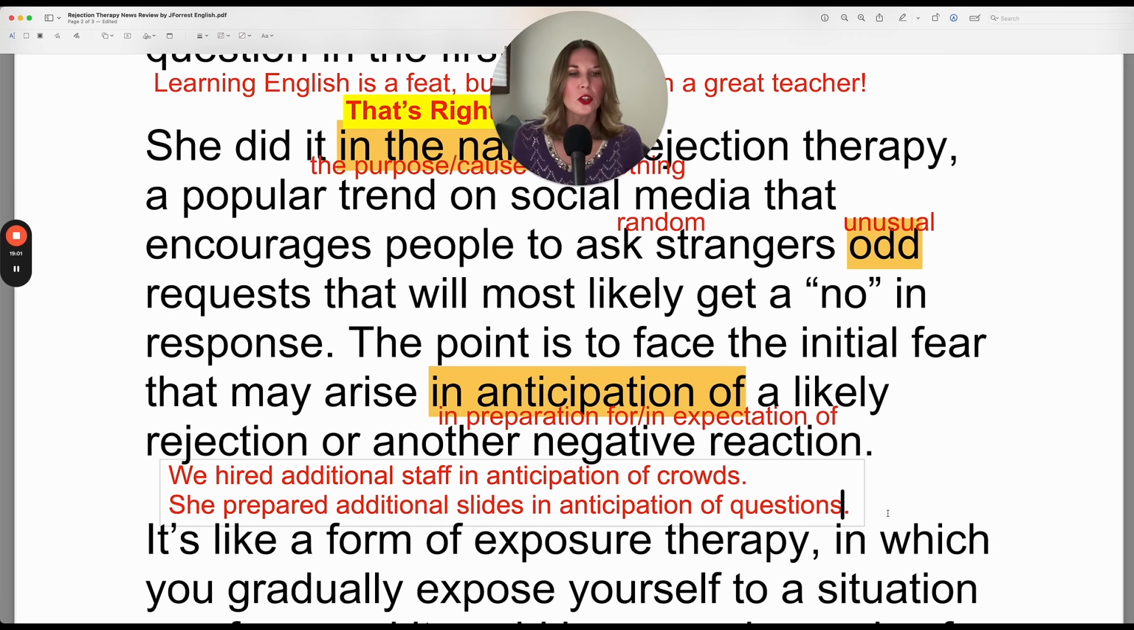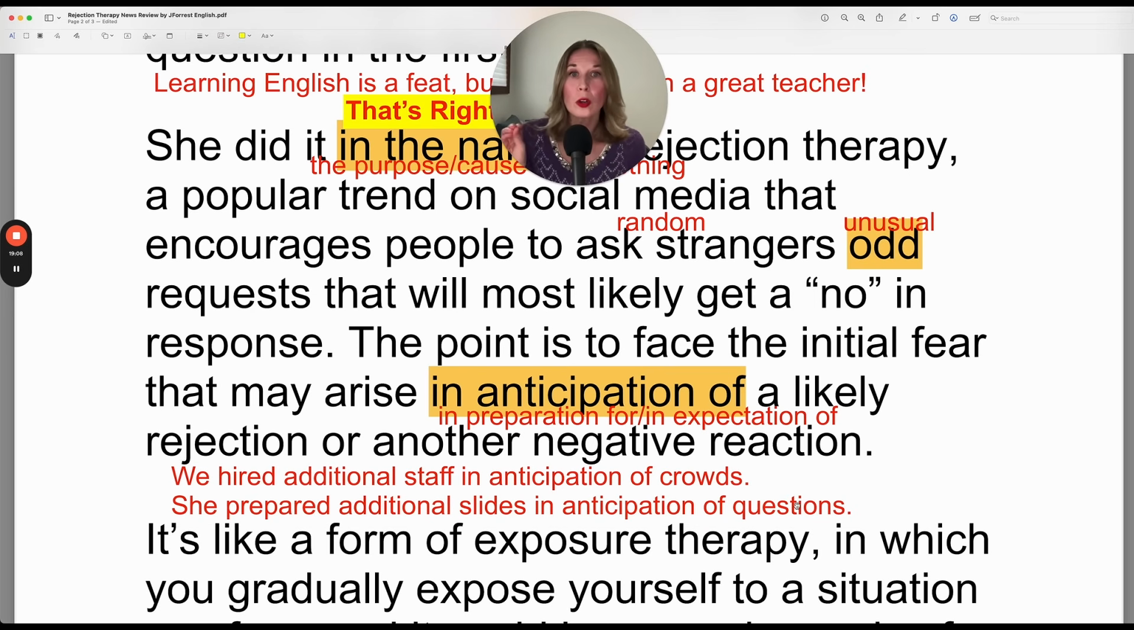It sounds better using the plural because that means questions in general. So again, she doesn't know that there are going to be questions. It's in preparation for, in expectation of, in anticipation of.